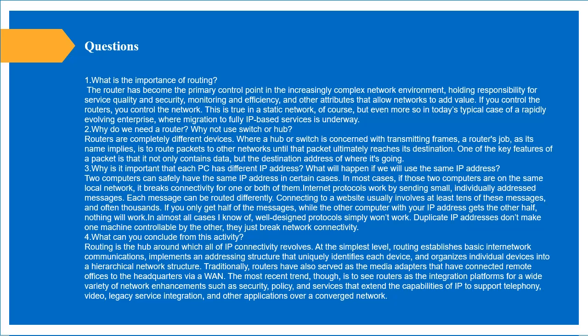both of them. Internet protocols work by sending small, individually addressed messages. Each message can be routed differently. Connecting to a website usually involves at least tens of these messages, and often thousands. If you only get half the message while the other computer with your IP address gets the other half, nothing will work. In almost all cases that I know of, well-designed protocols simply won't work. Duplicate addresses don't make one machine controllable by the other. They just break the network connectivity.